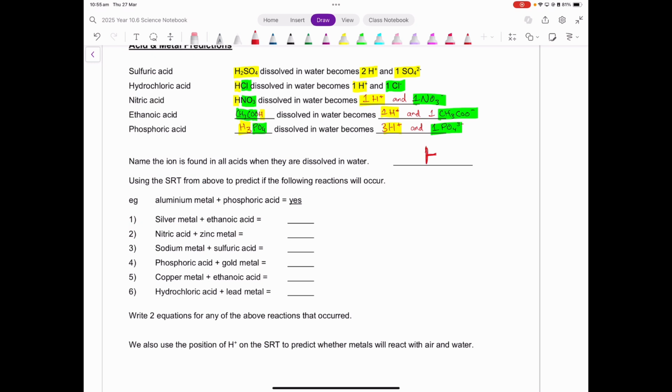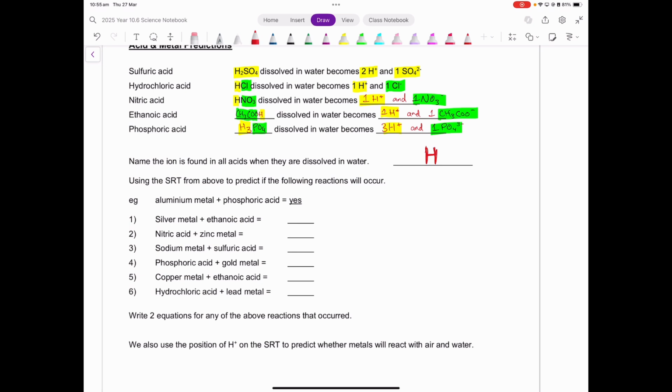Well, no, I'm not going to tell you what's in the test, but all I'm going to say is this is really important for you to understand our next part here. So, using your standard reduction table once again. Remember how hydrogen was highlighted earlier? This is when we use it now. We use hydrogen in the place of an ion in acids.